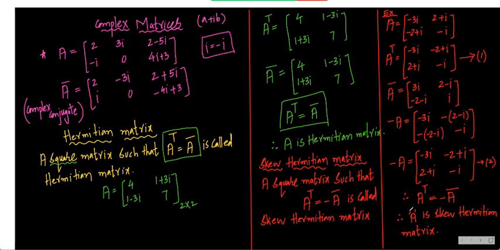Okay. So let us take another definition that is called unitary matrix. With the definition of the unitary matrix, the definitions part and your matrices are completely finished. So the next definition is unitary matrix.